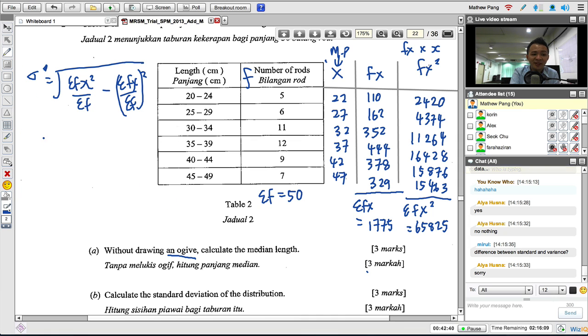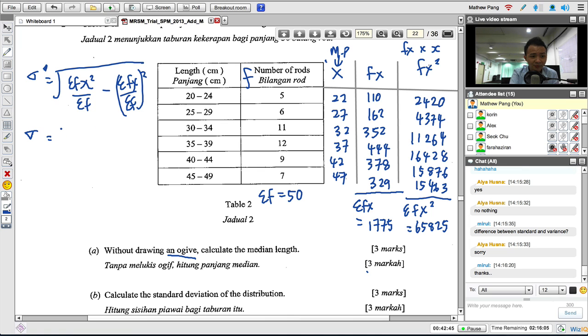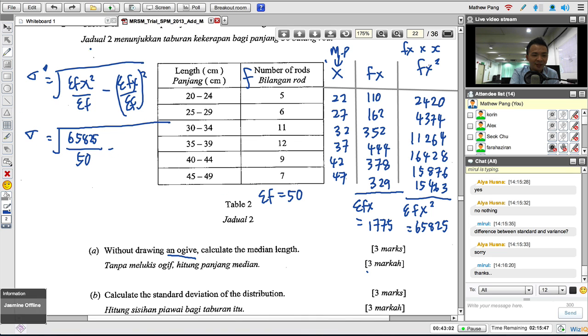Alright, so I got everything ready. Then I calculate my standard deviation here. So square root of, what is my sum of fx square? It is over here, 65825. So sum of f is just 50. Alright, and sum of fx I got ready. Oh, this is not equal, this is minus. So this one will be 1775. Sum of fx, okay, it's over here, divided by 50, squared.